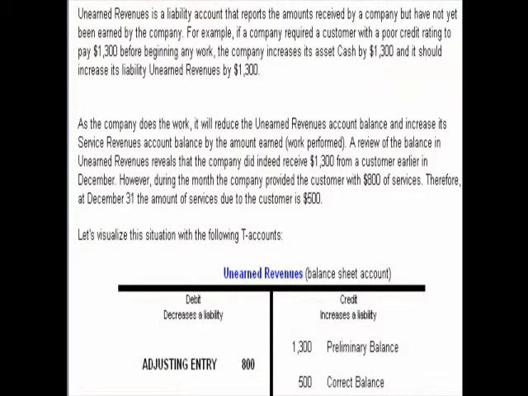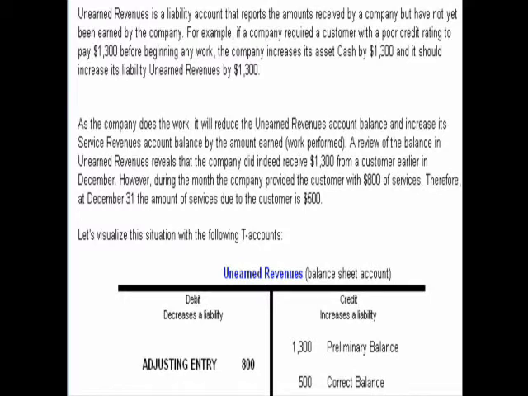Unearned revenue is a liability account that reports the amount received by a company but not yet earned by the company. For example, if a company required a customer with a poor credit rating to pay $1,300 before beginning any work, the company increased its assets, cash, by $1,300 and it should increase its liability, unearned revenues, by $1,300. As the company does the work, it will reduce the unearned revenues account balance and increase its service revenues account balance by the amount earned.